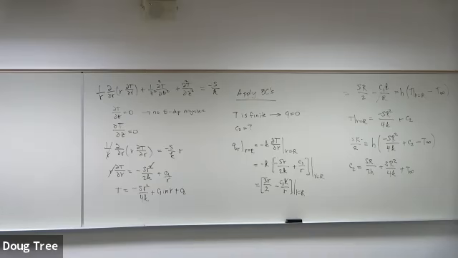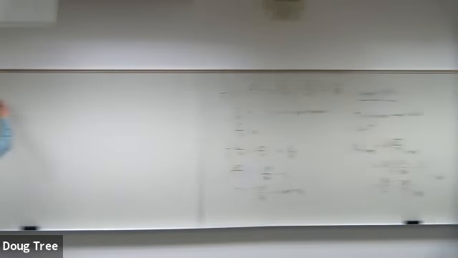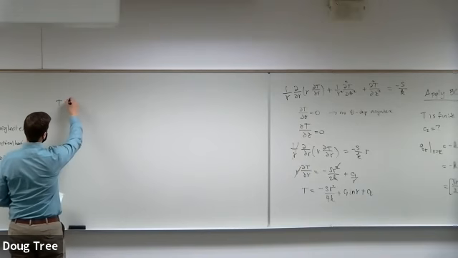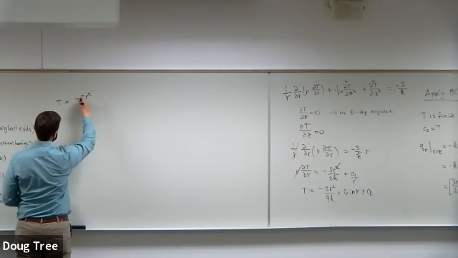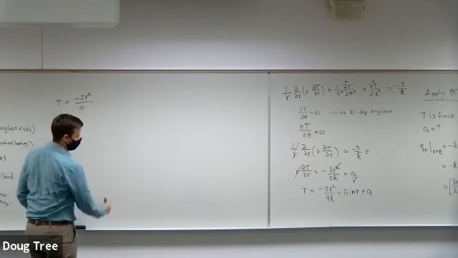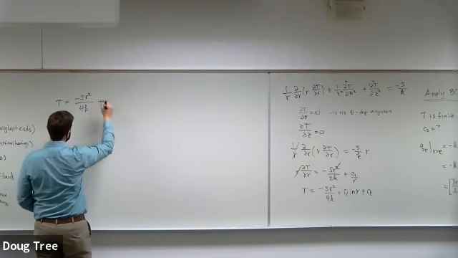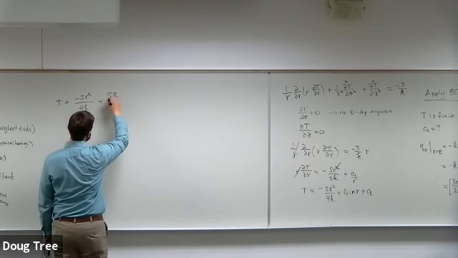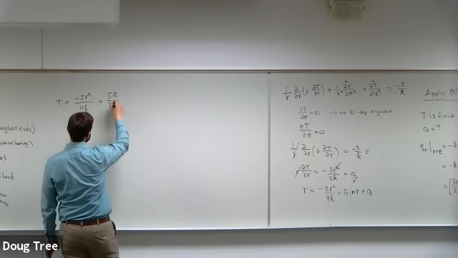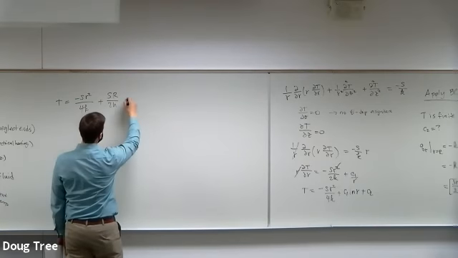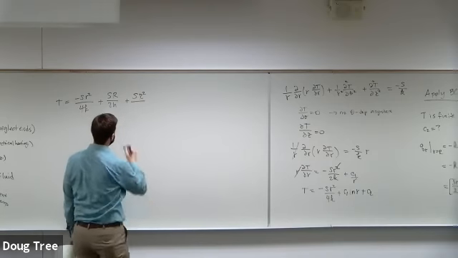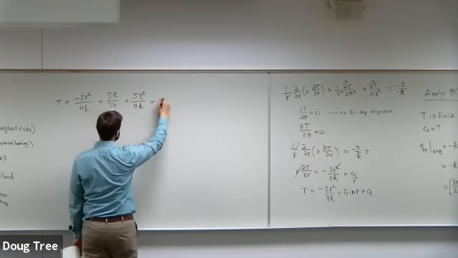Okay, so now I get T is equal to minus SR squared divided by 4K plus, and then C2, which is SR divided by 2H plus SR squared divided by 4K plus T infinity.